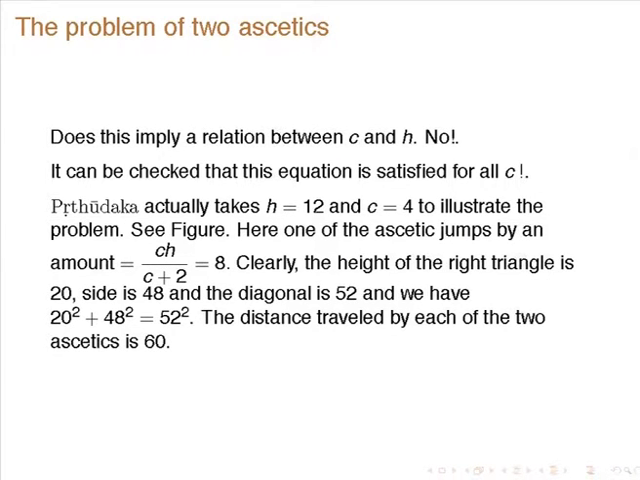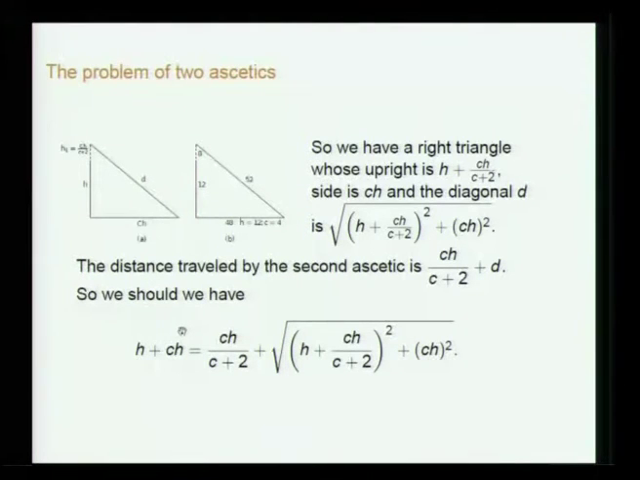Prutudaka actually takes h equal to 12 and c equal to 4 to illustrate the problem. So, the height is 12 and the ascetic is jumping by the amount ch by c plus 2, he is saying c is equal to 4, so 12 into 4 by 6, which is 8. So, clearly the height of the right triangle is 20. Here 12 is the height of the hill, 8 is the amount by which he jumps, and the distance of the town from the base of the hill is 48. So, 48 and this is 20 and then 52 which will be the diagonal.